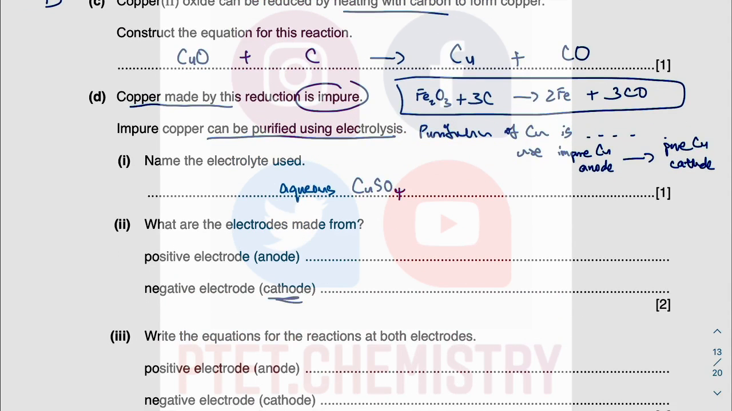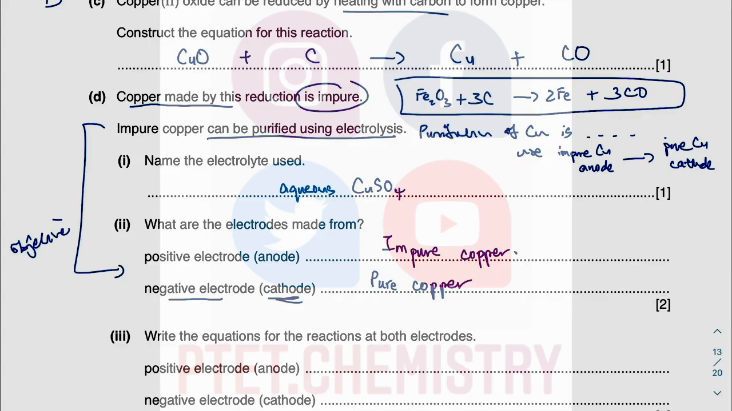You're lucky here, they actually tell you that the negative electrode is the cathode. Cathode is the negative electrode because it attracts cations. Cations are positively charged. Reduction happens at the cathode, that's why I deposit pure copper at the cathode. Yeah, so pure copper, impure copper. Impure copper is very important here because guess what? They actually tell you this is the objective. So you've got to read the question carefully.